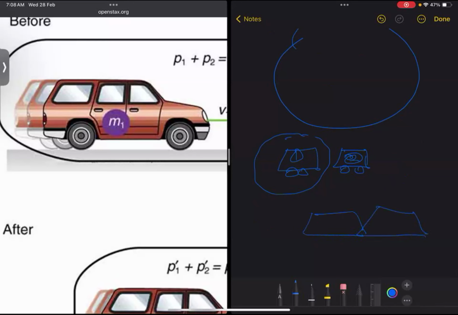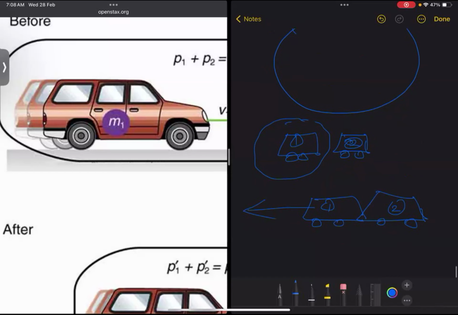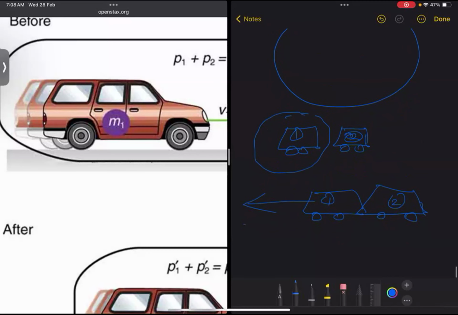Collide, okay. This is car 2 and this is car 1. Thus, this car 2 will apply a force on car 1 in this direction. Is that right? Yes. And similarly, car 1 will also apply a force on car 2 in this direction. So this F1 is applied by car 2 on car 1.